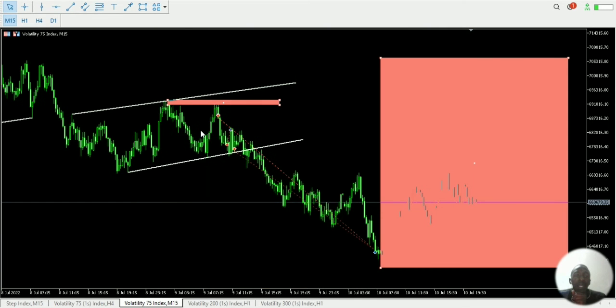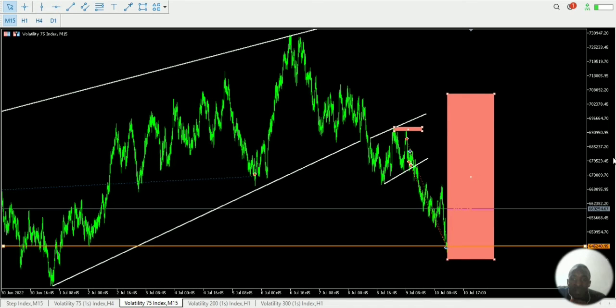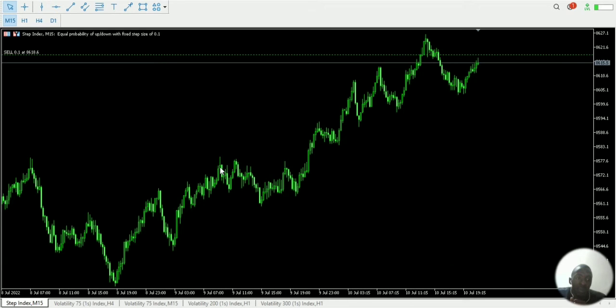This was my take profit. I measured that take profit because of this level right here. But I'm still anticipating the price to go down here. This is how I took my position. I hope you understood how I took my position right there, guys. Beautifully so. So let's look at the step index.